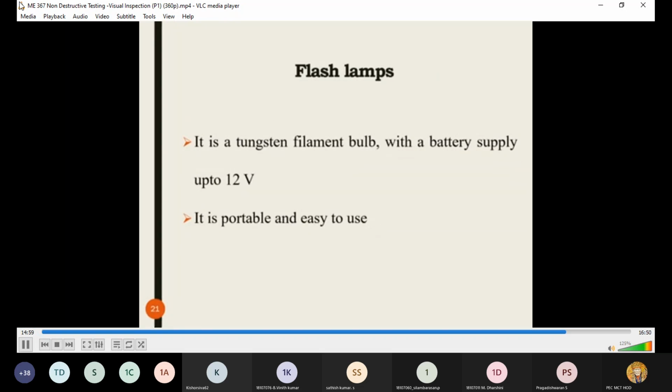And the last one is actually flash lamps. A flash lamp is actually a tungsten filament bulb with a battery supply of up to 12 volts. It is portable and easy to use. Okay, so I think we'll finish our lecture here with the types of optical sources that are used. In the next class, we'll be seeing the other optical aids that are being used. Thank you.